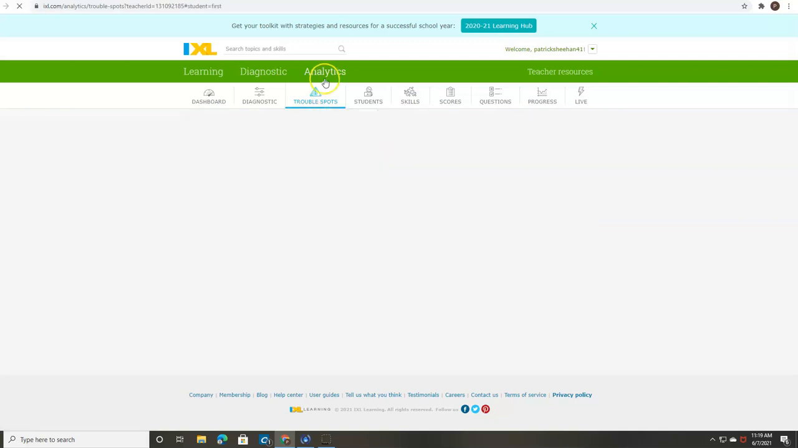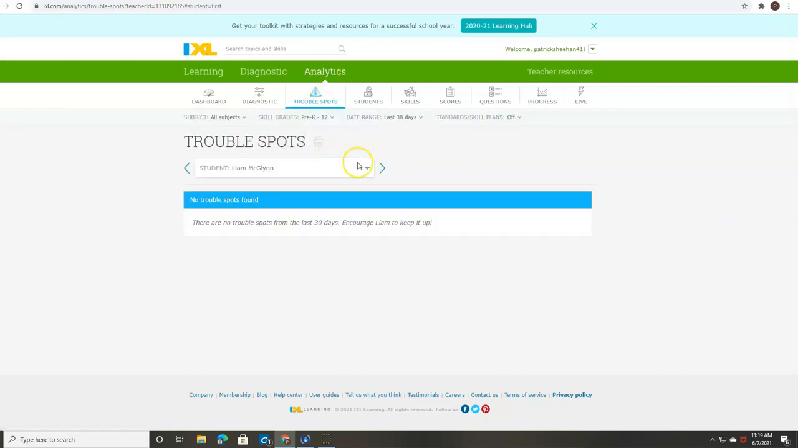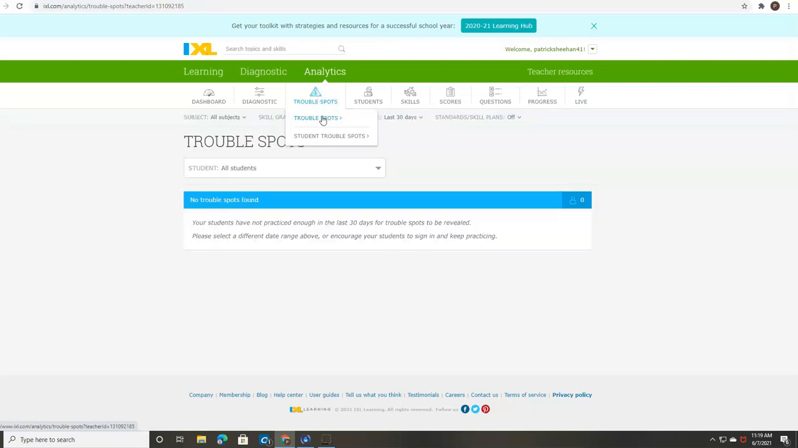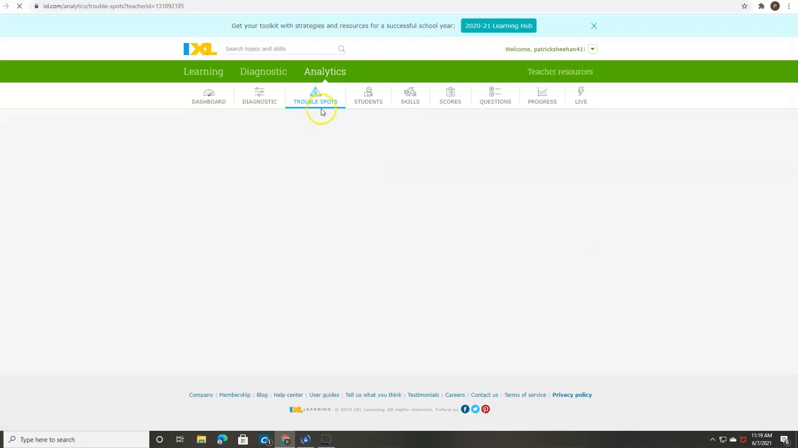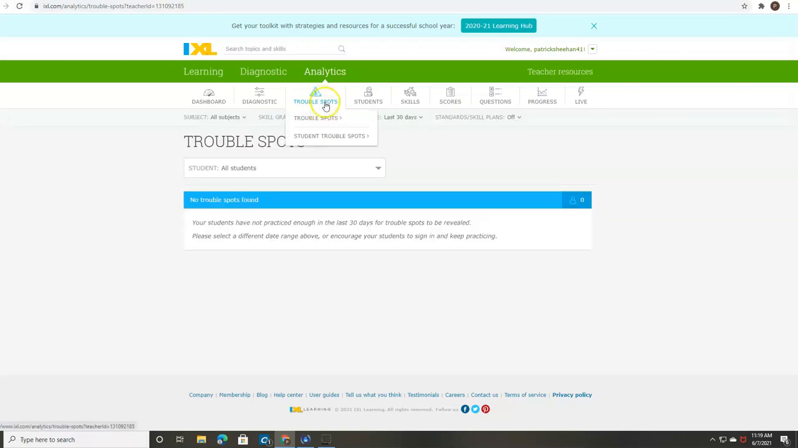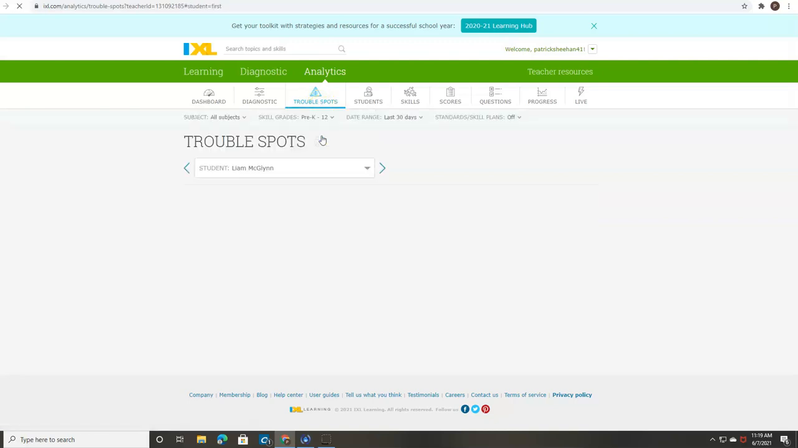Student trouble spots, under analytics still. Here I can look at, again, the group or the individual. And essentially, it's the same thing that was shown from the two subheadings. Trouble spots, I click all students. Student trouble spots.